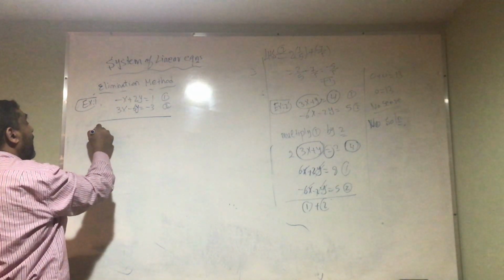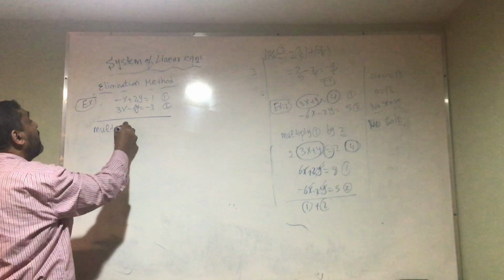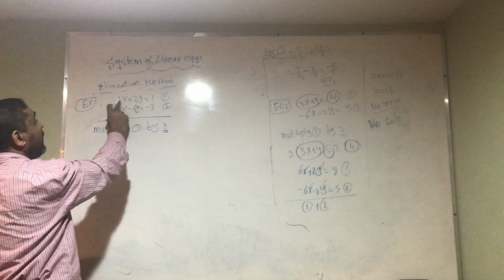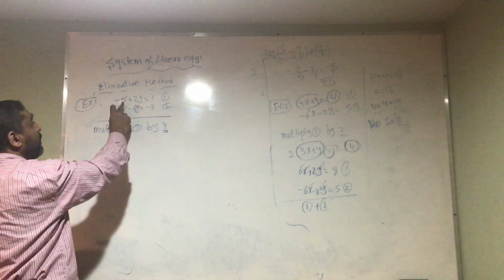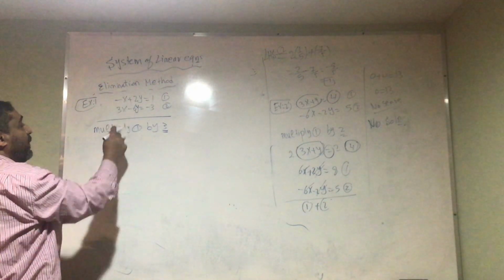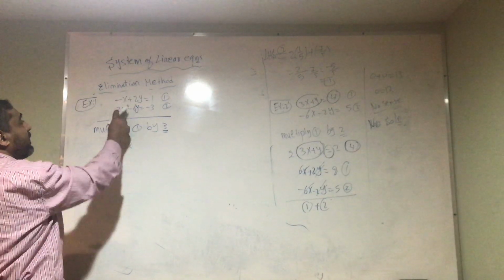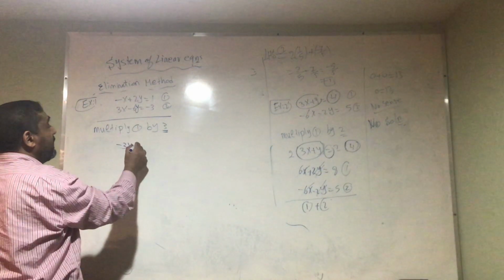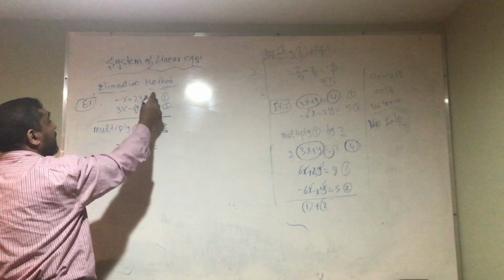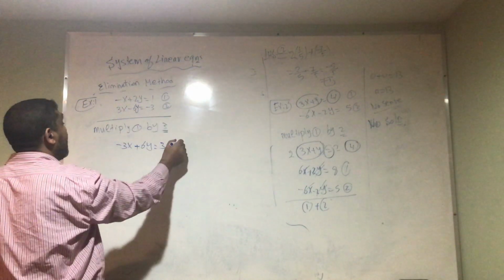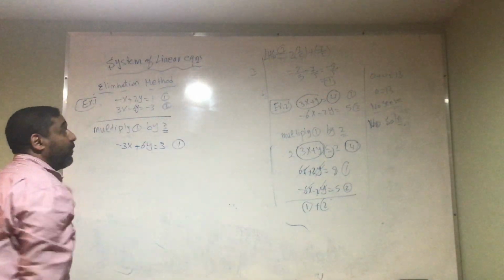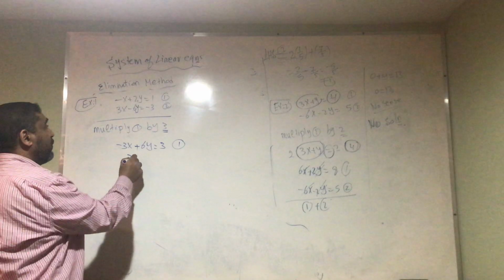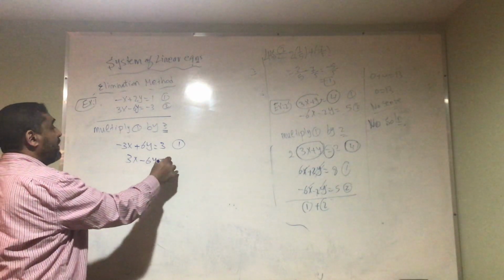So what happens if I multiply equation 1 by 3? If you multiply each term in equation 1 by 3, minus x multiplied by 3 gives minus 3x, 2y multiplied by 3 gives 6y, and 1 multiplied by 3 gives 3. So that is exactly equation 1. Now I write equation 2 exactly the same: 3x minus 6y equals minus 3.